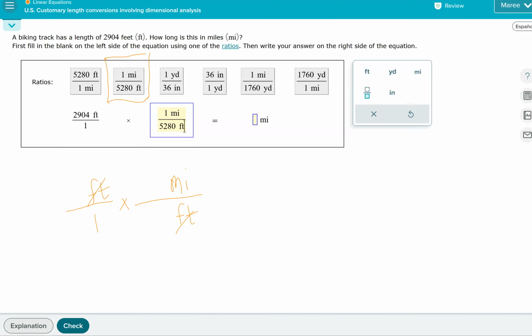So now that we have that typed in, we got our dimensions to figure out, like if we're going to use our calculator, we multiply straight across. So in the numerator, we'll end up with 2,904. And in the denominator, we'll end up with 5,280. So we can divide those two numbers. 2,904 divided by 5,280 is 0.55. So 0.55 miles.